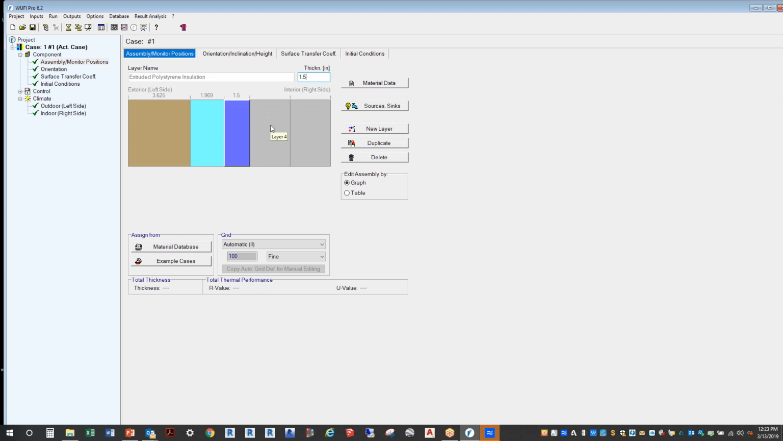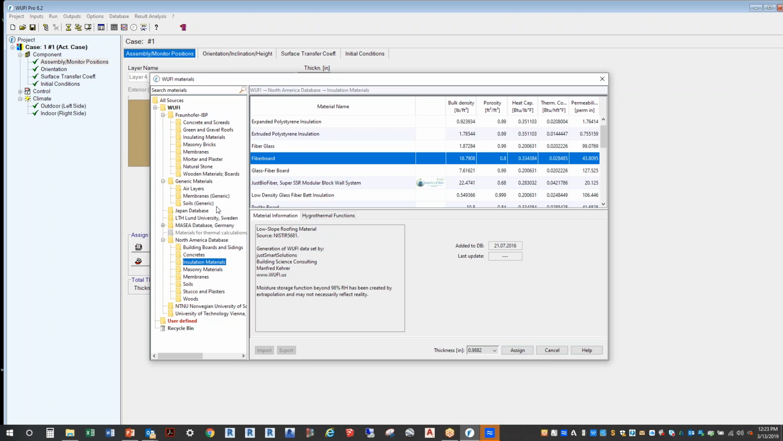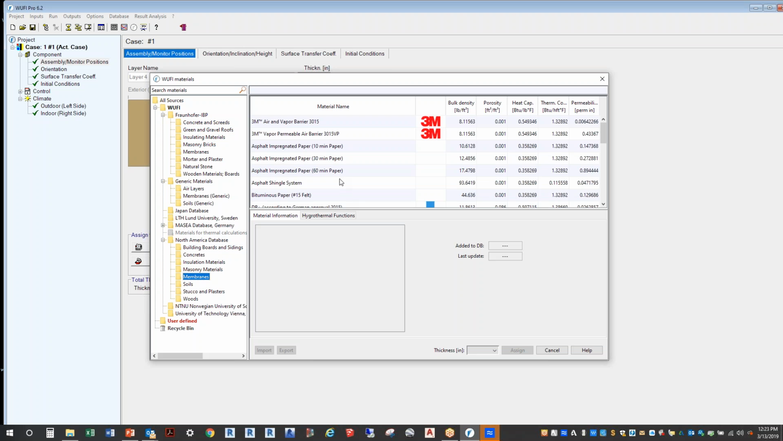Okay. So you can see I'm building the system here. And then I'm going to put in a vapor barrier or retarder here. Double click. And membranes.